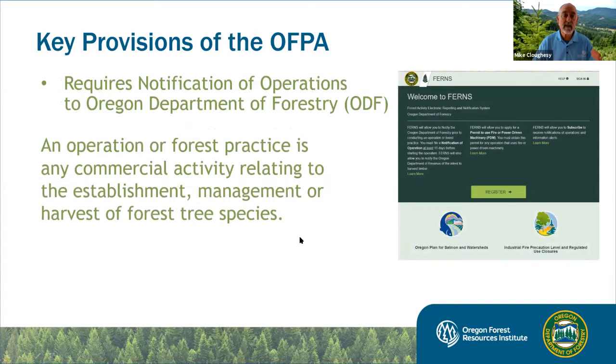So key provisions: it requires a notification of operations. And again, this is for any commercial activity. When you do a notification, it really does three things. It lets the Department of Forestry know that you're doing a commercial activity. It also lets you get a power-driven machinery permit, which lets the fire people know that there may be a fire hazard. And finally, it lets the Department of Revenue know that maybe you might have some money owing to them. So if you always wonder how the tax man knows, it's because you did a notification. That's one of the things that happens.